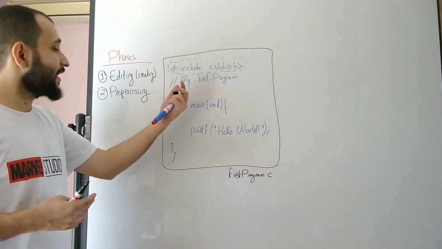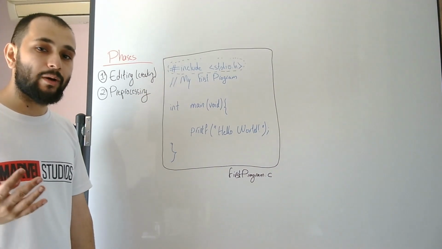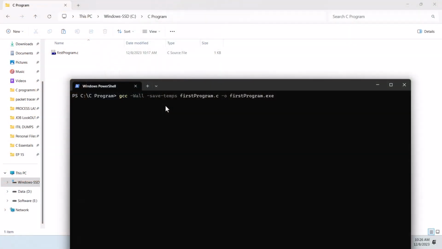So this phase is called preprocessing, and now I'm going to go to my laptop and show you what exactly preprocessing does. So here I am on my laptop, and I have opened the command prompt or the PowerShell. Both are possible for you. And here in the command prompt, I am in the directory. So my current directory is the directory where our program is located.